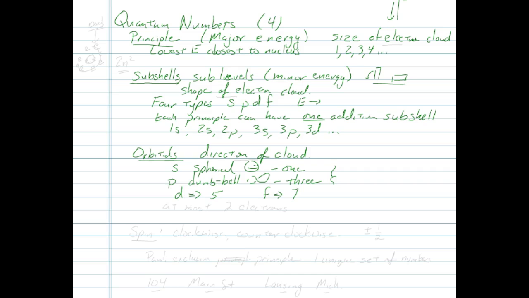Each orbital can have at most 2 electrons in it. Can have at most 2 electrons in it. Can have less, can have 0 or 1. But at the most, it can have 2.